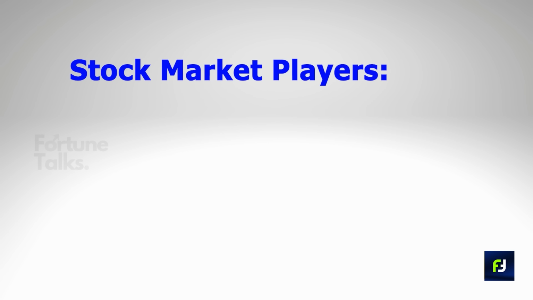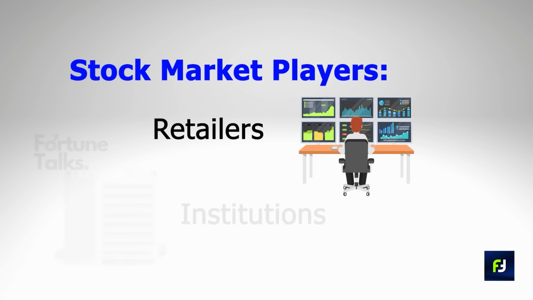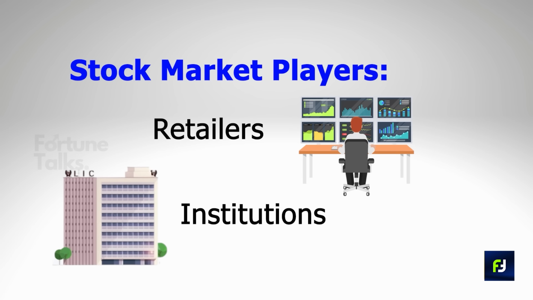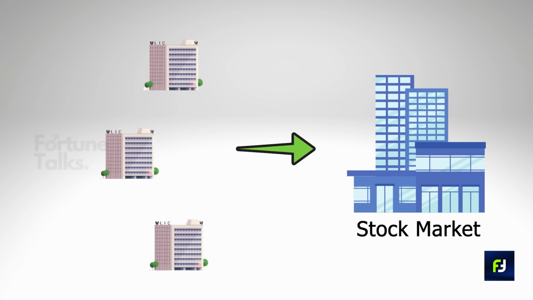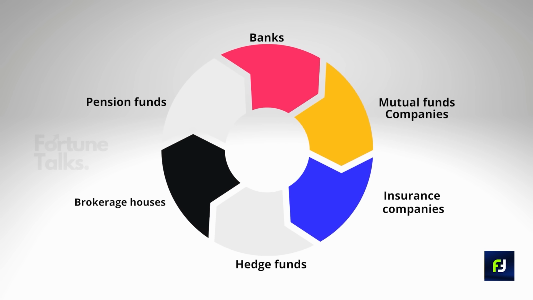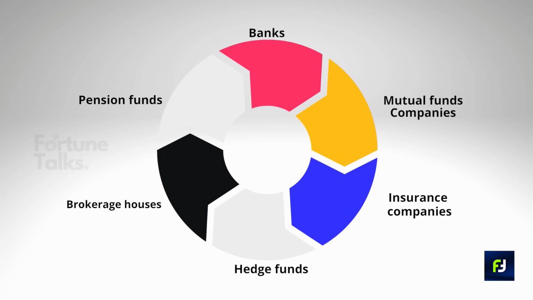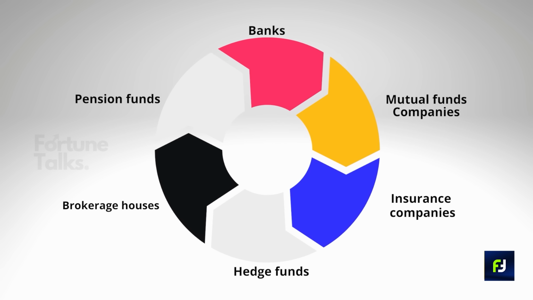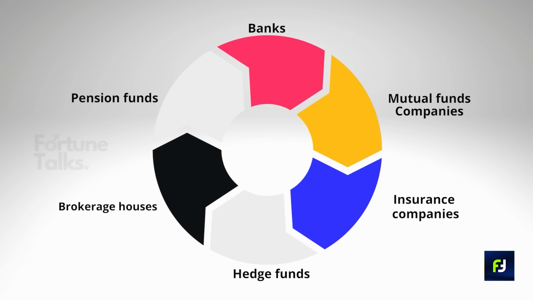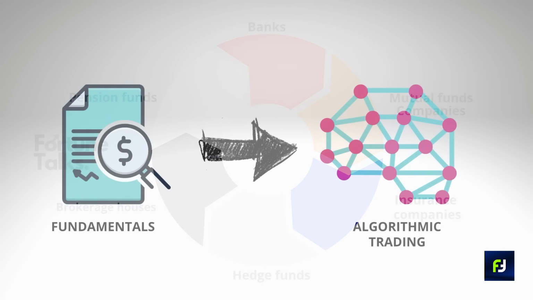In the stock market, there are mainly two players in general. Number one are the retailers and number two are the institutions. 90% or more of all the trading in the markets is done by institutions, which means that the market is simply a collection of institutions. The institutions include mutual fund houses, banks, brokerage houses, insurance companies, pension funds, hedge funds, etc. These companies account for most of the trade volume and they mostly trade on the fundamentals of the stock. But now they are eventually shifting to the algorithmic side of trading.